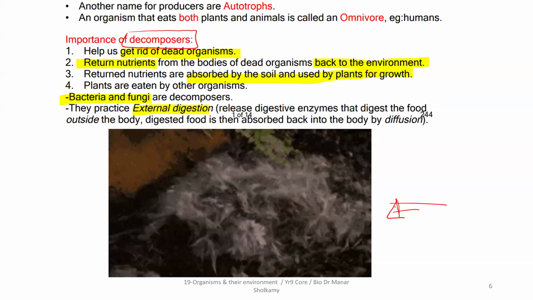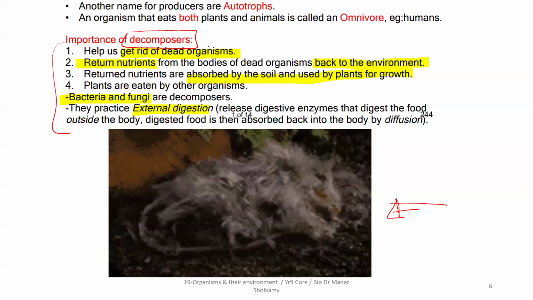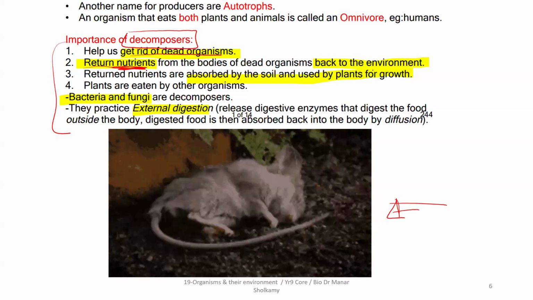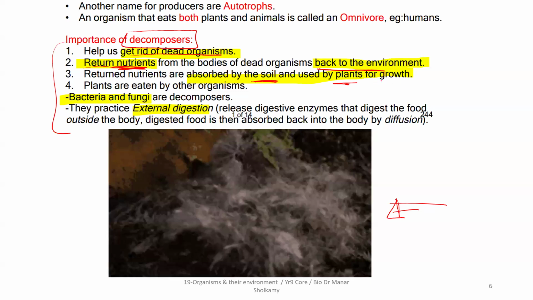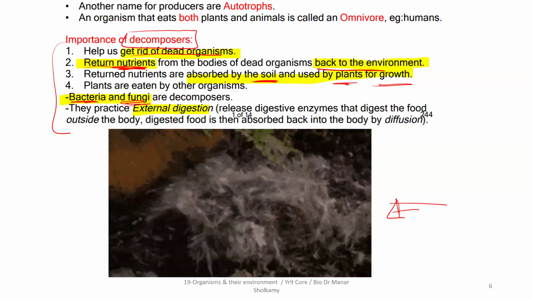What are the advantages? This can be a question on its own. Decomposers help us get rid of dead organisms and return these nutrients, the organic matter in their bodies, back to the environment because they will be absorbed by the soil and reused by the plants for growth. So decomposition is very important. And who does the decomposition? Bacteria and fungi. And they do this by something called external digestion. And I think I explained that when we studied fungi. We said fungi are decomposers.